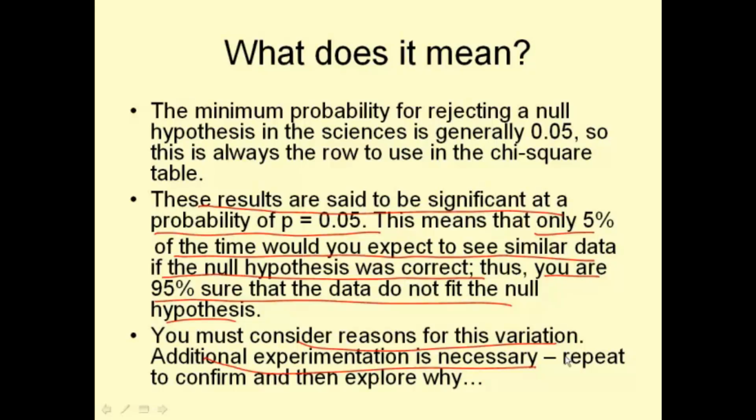Scientists use this all the time when they're doing experiments and they're writing papers. You'll see calculations where they'll talk about with the p equals 0.05 whether their results were statistically significant or not.